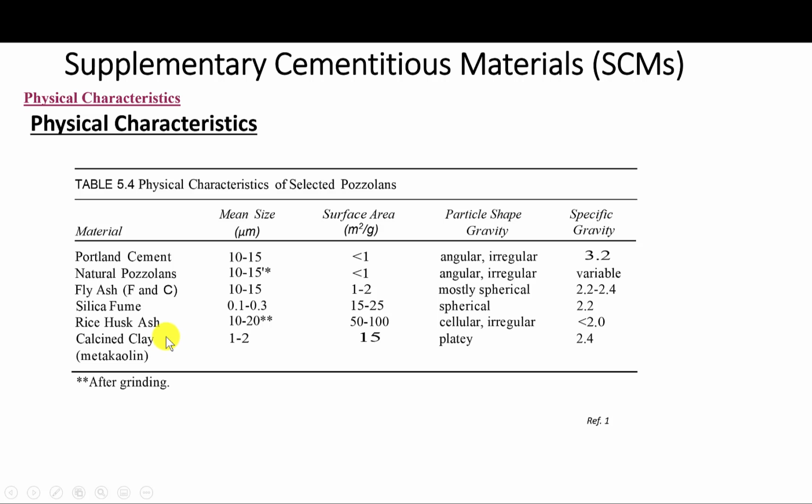Okay, we have the calcined clay or the metakaolin. The mean size, of course, is very small compared to the Portland cement. The surface area is much higher, of course. The particle shape is platy.